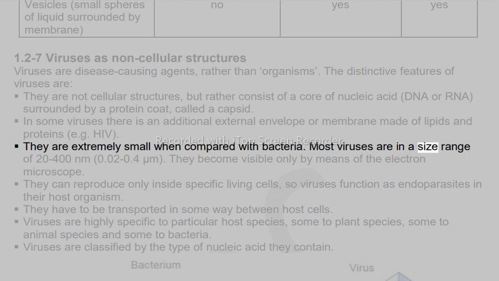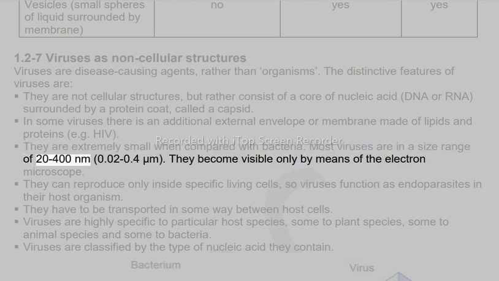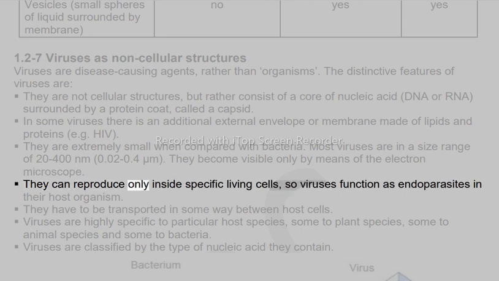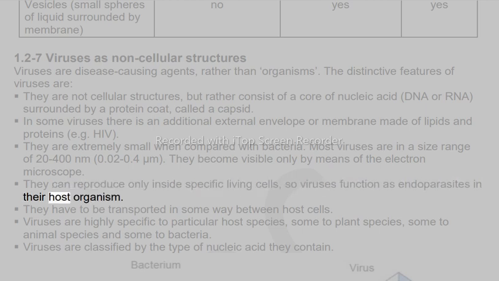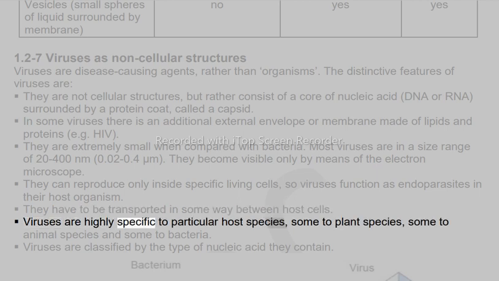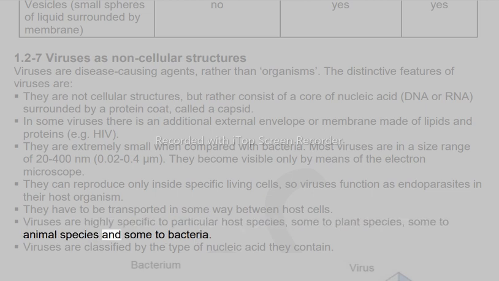They are extremely small when compared with bacteria. Most viruses are in a size range of 20 to 400 nanometres, 0.02 to 0.4 micrometres. They become visible only by means of the electron microscope. They can reproduce only inside specific living cells, so viruses function as endoparasites in their host organism. They have to be transported in some way between host cells. Viruses are highly specific to particular host species, some to plant species, some to animal species and some to bacteria. Viruses are classified by the type of nucleic acid they contain.